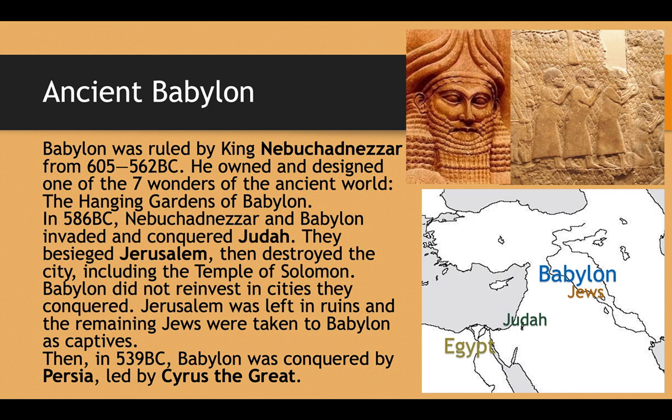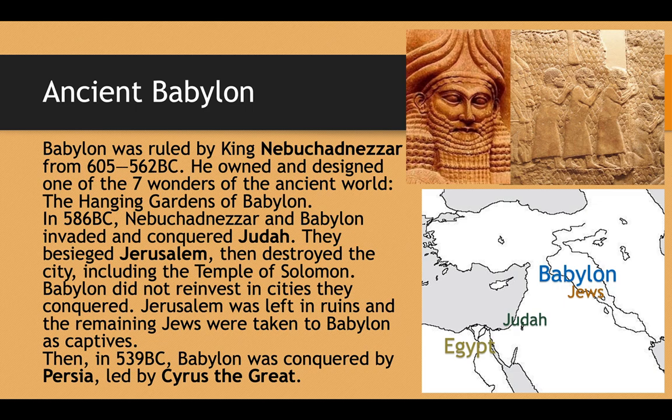In the year 586 BC, Nebuchadnezzar and Babylon invaded and conquered Judah. So Judah had been existing for about 150 years by itself since the northern kingdom of Israel had been invaded by the Assyrians. So the Babylonians besieged the capital city of Jerusalem. That means to surround a city and not let anyone in or out, and basically starve them out and then attack them when they're weak. So that's what Nebuchadnezzar did.